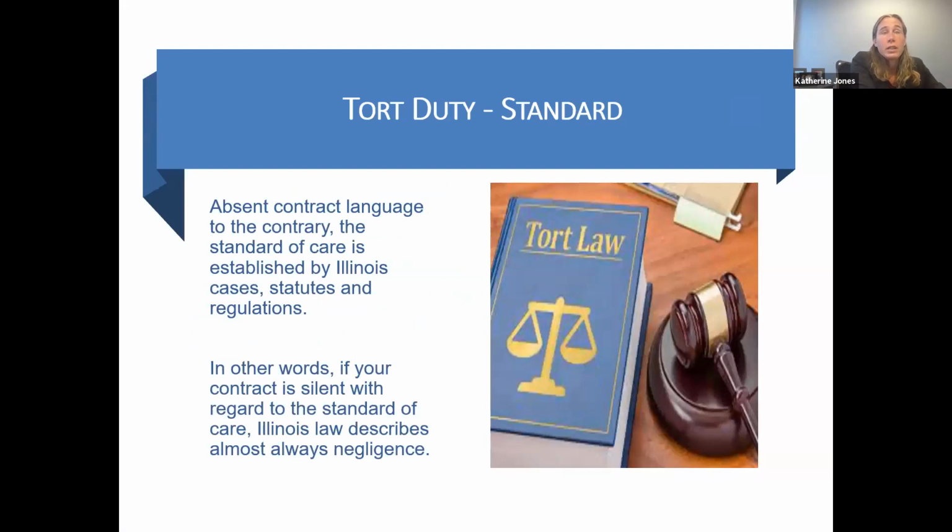For a tort duty, as I said before, you owe a duty to anyone that it is reasonably foreseeable that you could potentially harm. So if you do not have a contract, or you have a contract and it is silent on the standard of care, we then look to the common law to determine what the standard of care is. And in Illinois, that standard of care is almost always going to be one of negligence.